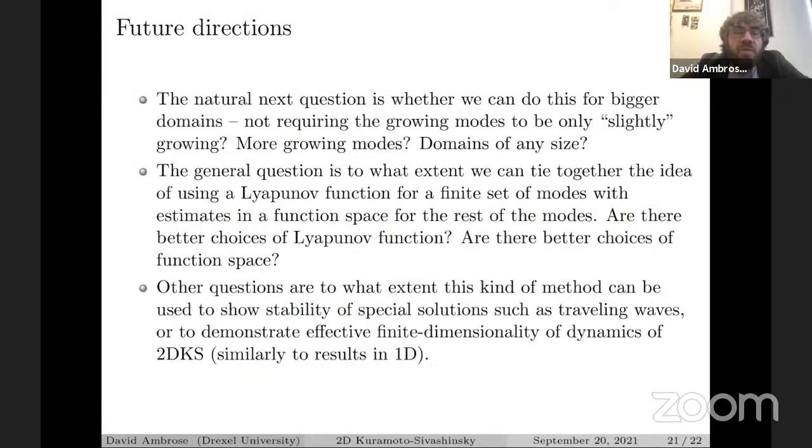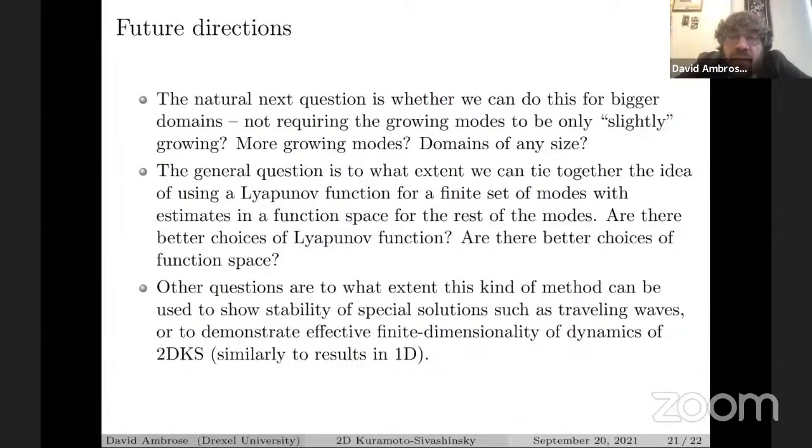Okay, so there are a bunch of future directions then. I think this method is promising to be able to make further progress on global existence for 2D Kuramoto-Sivashinsky. This is the first proof for global solutions of 2D Kuramoto-Sivashinsky allowing a growing mode in both directions. We still have some smallness constraints in there.